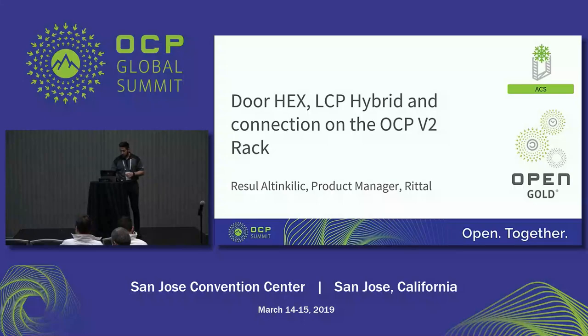At first, my name is Resul Altinkilic. I'm the product manager for IT key accounts at Retail, working 12 years for the company. We are heavily involved in the Open Compute Project as well as the foundation. As you know, we lead development for the IT racks, and now we are also going to have the lead development for the cooling. I would like to talk a little bit about the door heat exchanger, where we also have the lead development.